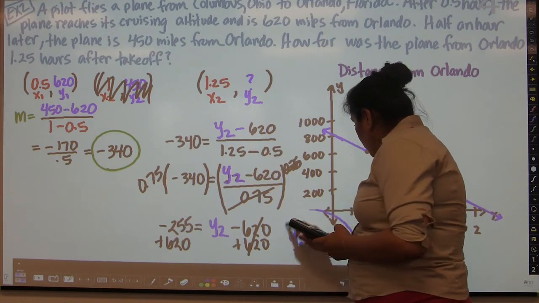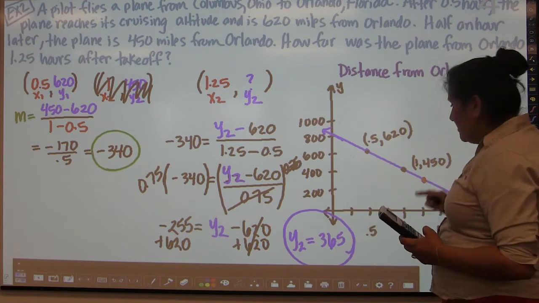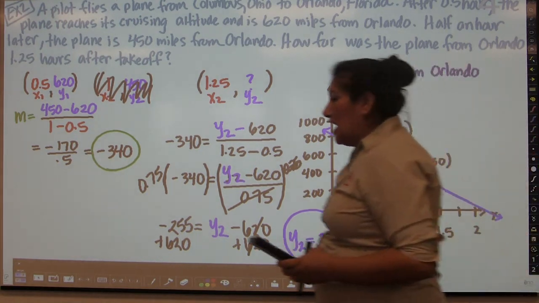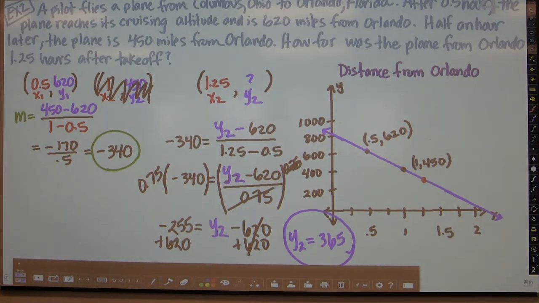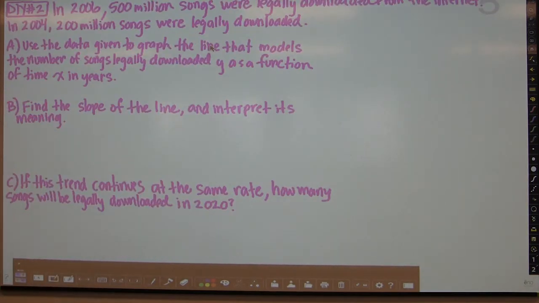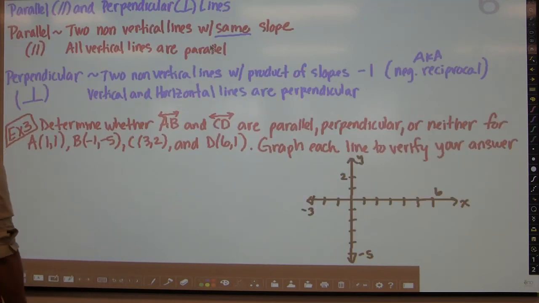Remember earlier, when we looked at our graph, we estimated that it was going to be 300-something. And now we know that it's actually 365, so our answer makes sense and our estimate made sense. So after 1.25 hours, they will be 365 miles away from Orlando. Awesome. So now you can try this example, and then we are going to go on to our next big thing here.